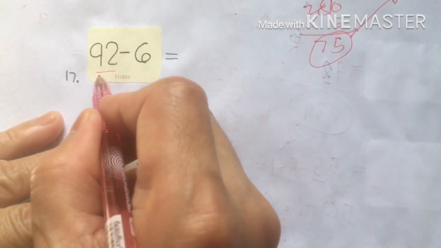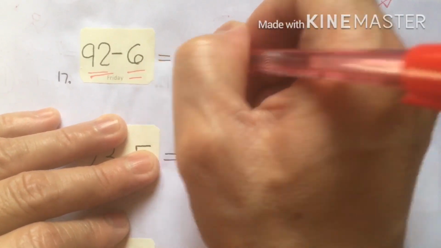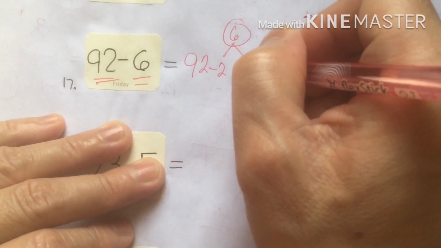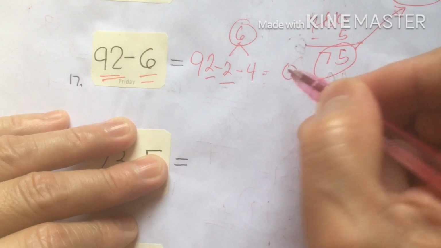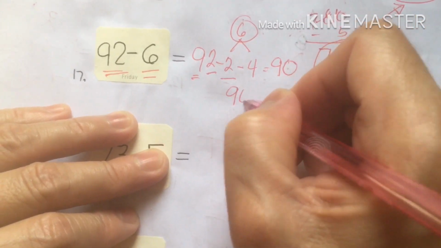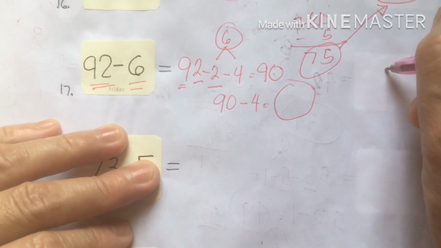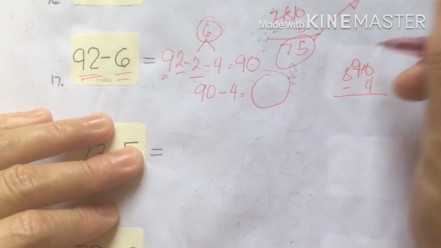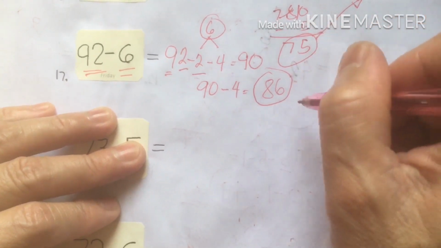17, 92 minus 6. Okay, we're going to write 9, 2. Break 6. Minus 2 and minus 4. 2 minus 2, guys, it's 0. Okay, we're going to copy 9, so that's 90. 90 minus 4 is equal what? We're going to show you 90 minus 4. 0 becomes 10, 9 becomes 8, so we have 6. Okay, that's 86.